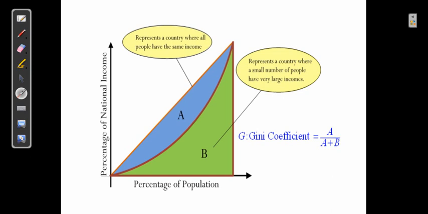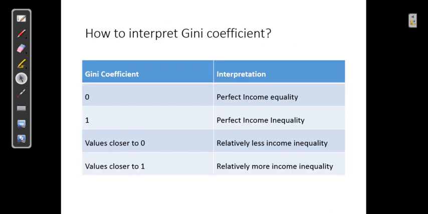So if you calculate the area of A and divide it by the area of A plus B, which is the total area below the line of perfect equality, you will be able to obtain a value for Gini coefficient. So this is a formula in terms of graph, or you can say in terms of area. Let us see how these are interpreted.